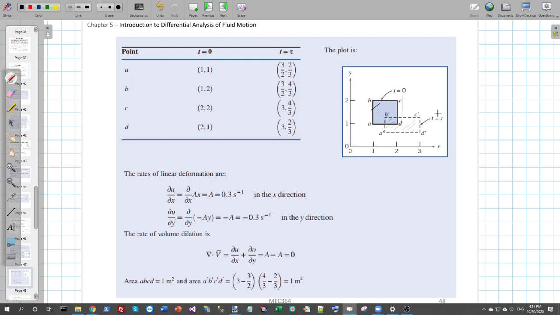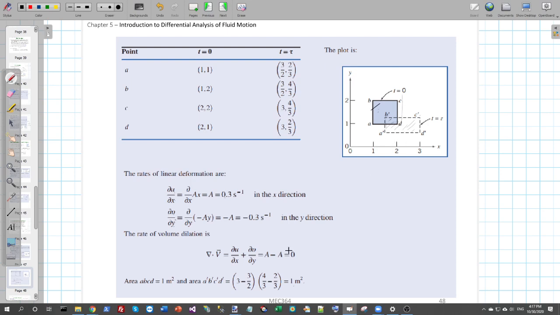Okay, and the rate of the linear deformation in the x direction is given by partial u partial x, and substituted, you know that is 0.3 per second. It's larger than 0, so that means that in the x direction it is stretched, right? And the rate of the linear deformation in the y direction is partial v partial y, and you get negative 0.3. Okay, so that means that in the y direction it is actually contracted.